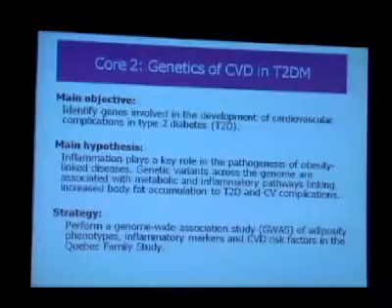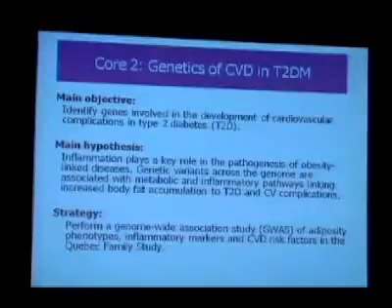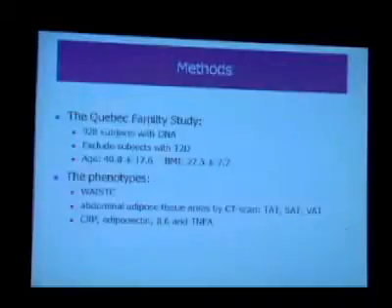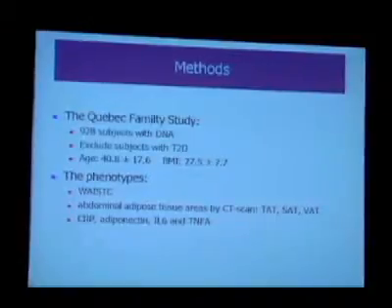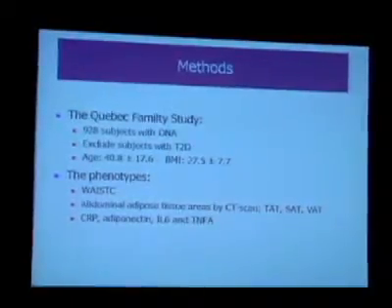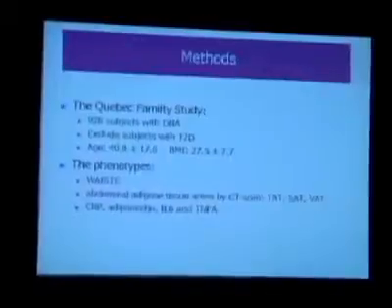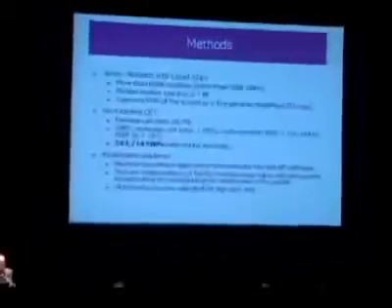So we take advantage of the well-phenotyped data that we have in the Quebec family study to perform a genome-wide association study. We had DNA available on 928 subjects. The average BMI was 27.5, and the phenotypes investigated that I will present today are waist circumference, the abdominal adipose tissue areas measured by CT scan in the Quebec family study, and some cytokines: CRP, adiponectin, IL-6, and TNF-alpha.